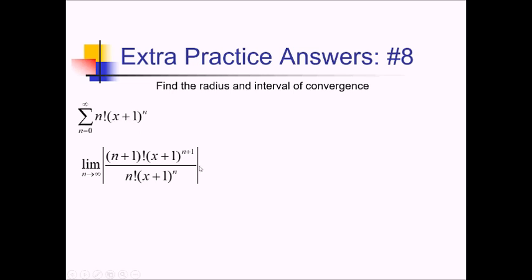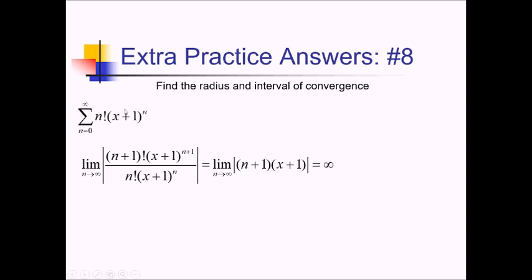Now we can reduce a little bit. N plus 1 factorial over n factorial. Well, since n plus 1 factorial is basically n plus 1 times n factorial, those reduce to just leave you with n plus 1. And using our exponent rules and subtracting the exponents, we end up with just x plus 1 to the first power if we reduce these. So when all is said and done, we have the limit as n approaches infinity, absolute value of n plus 1 times x plus 1, which grows to infinity as n approaches infinity.